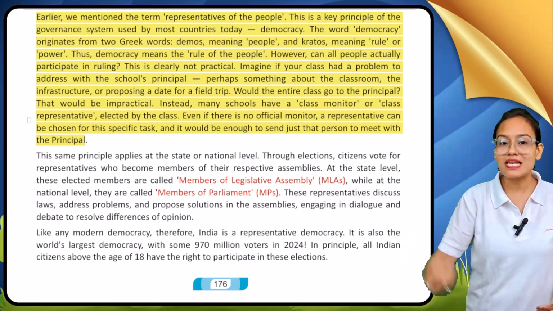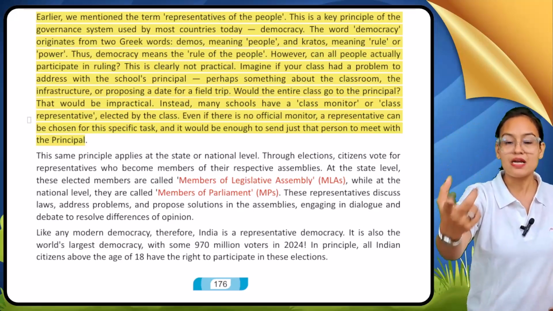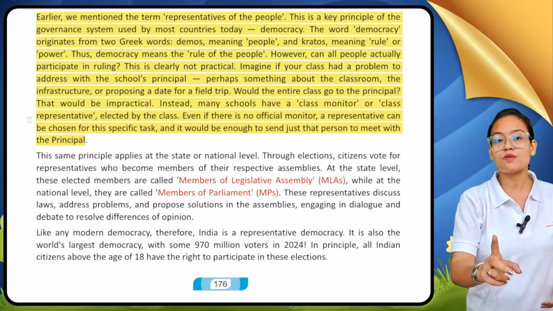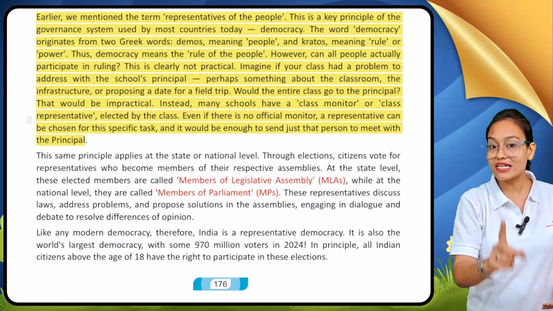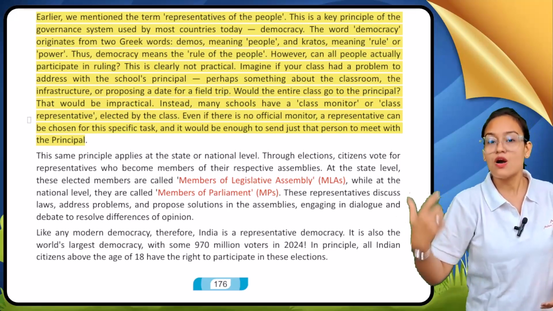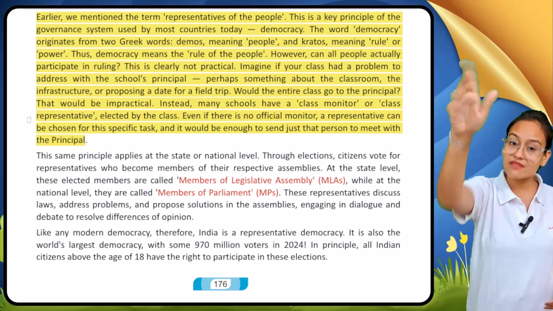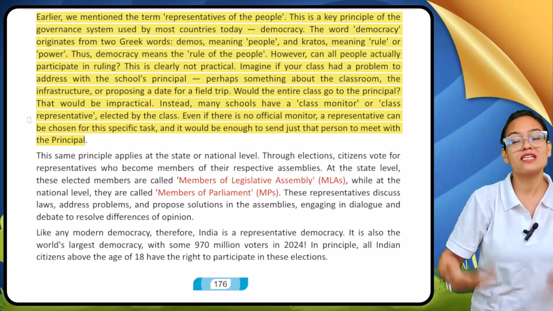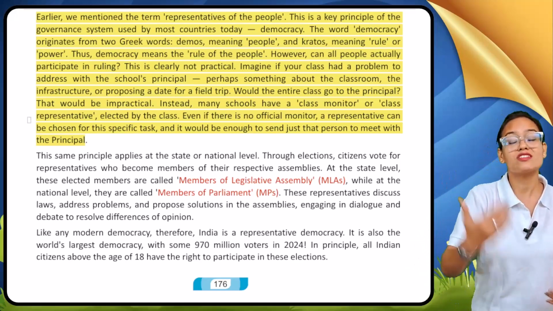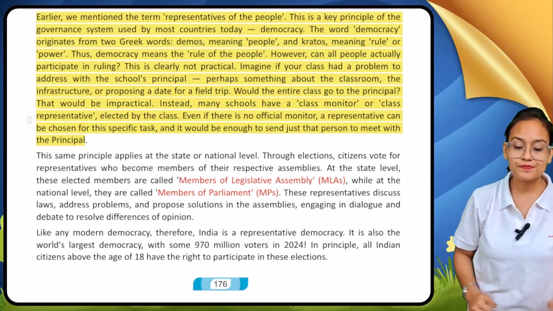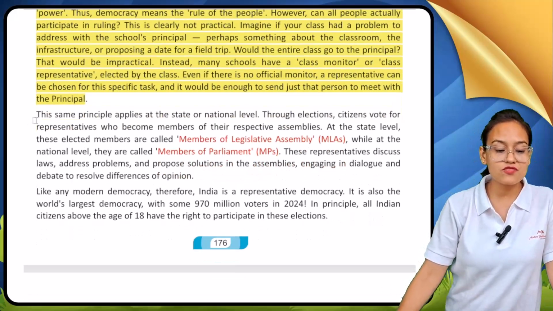We people select our representatives and send them to the Lok Sabha. Always remember, my dear students, the parliament is divided into two parts, Lok Sabha and Rajya Sabha. Lok Sabha means the people's house. We send our elected representatives to the Lok Sabha, and the representative elected by us is responsible for addressing our problems at the central level. Through elections, citizens vote for representatives who become members of the respective assembly.